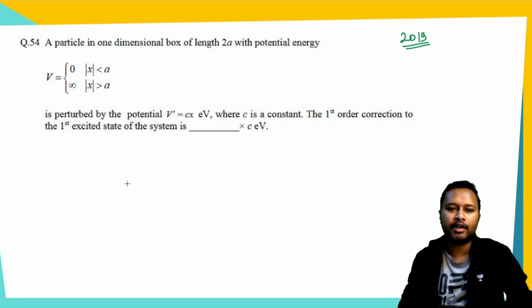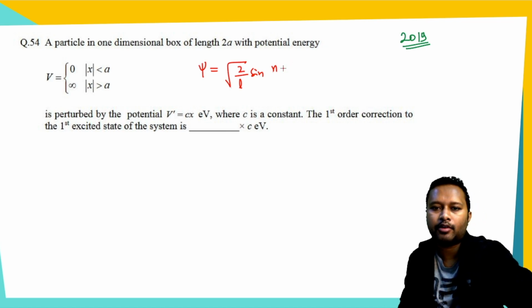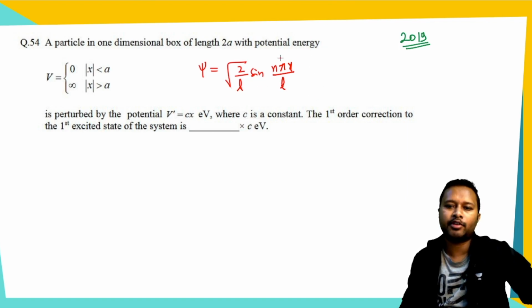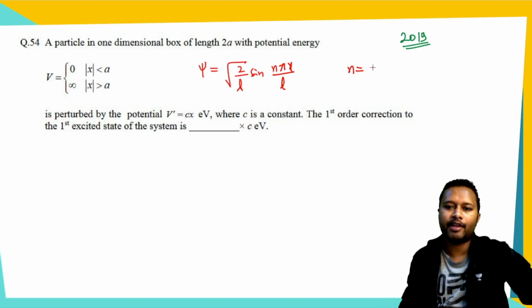Now for a particle in a one dimensional box, you should know the basic things like what the wave function will be. So the wave function is equal to root 2 upon L sine n pi x upon L. This is the wave function which I have. Alright, so now since they are talking about the first order energy correction for the first excited state, that means your n value should be equal to 1. Just put n equals 1. So your wave function psi will become under root 2 upon L sine pi x upon L. Okay, this is what you are going to get.